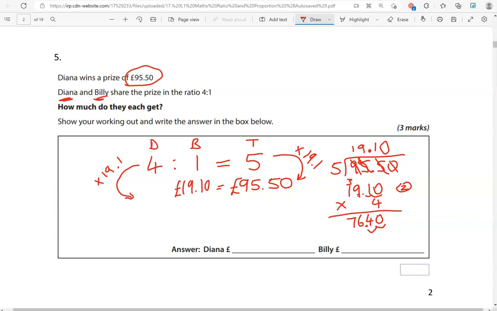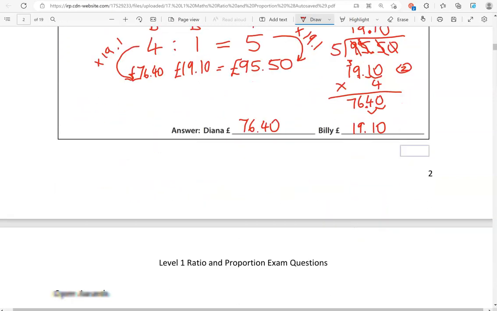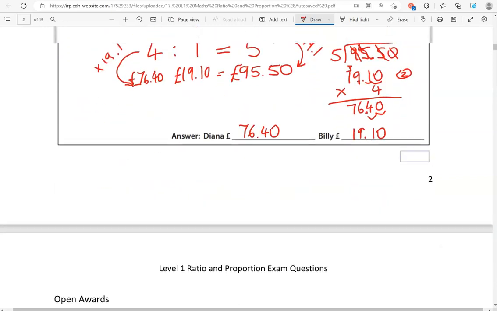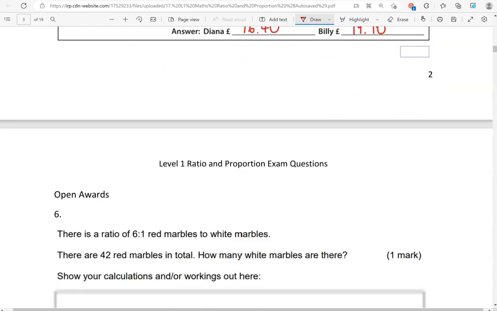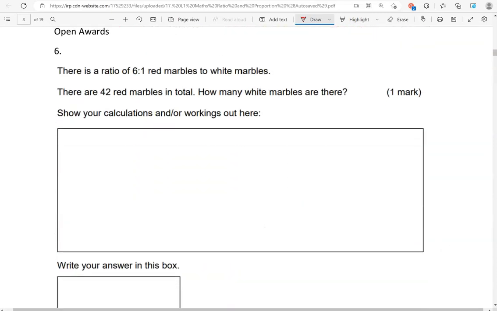So £76.40. That's the amount that Diana gets. So we'll write them here as well. If you add them together, they should add up to £95.50. That's a way of checking the answer as well.